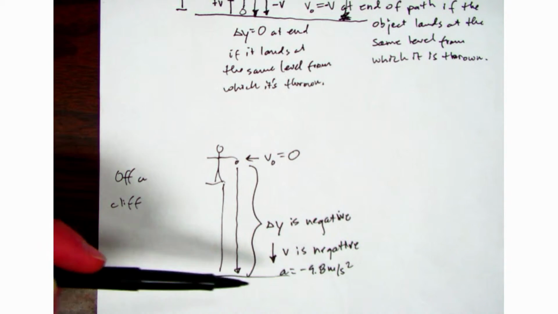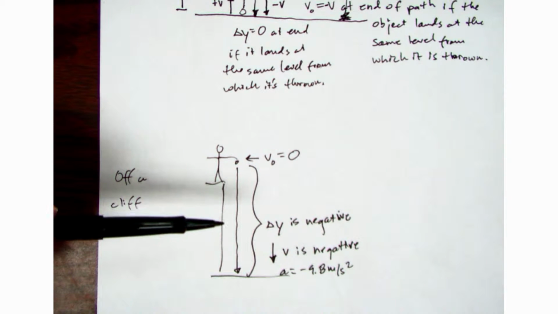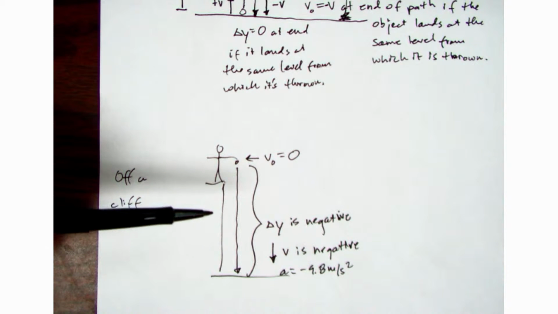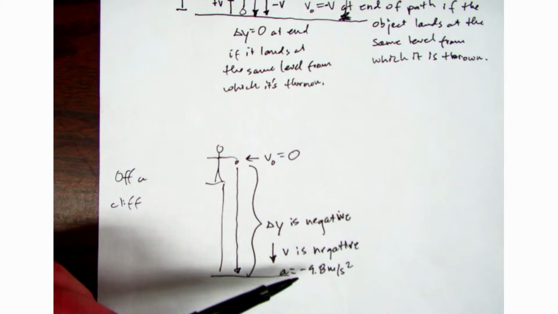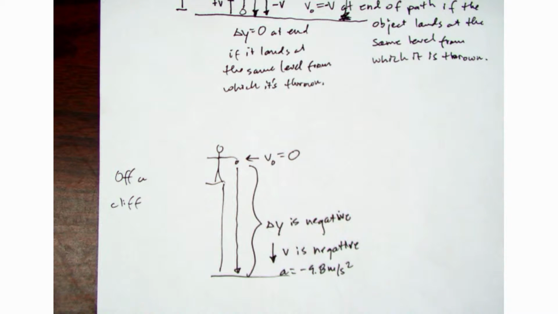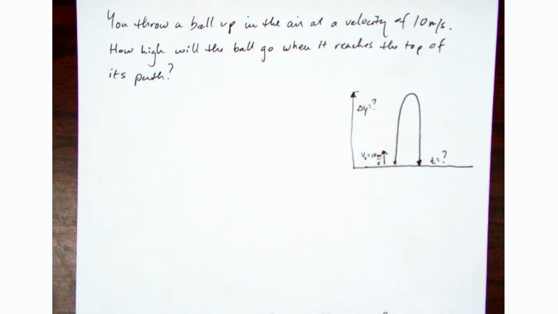So in the problems that we did that were horizontal problems, we were told an acceleration or we were finding some acceleration. But for vertical problems, we always know that the acceleration is negative 9.8 meters per second squared as long as we're on Earth. Okay, so let's do a couple examples. All right, and let's start with this problem.